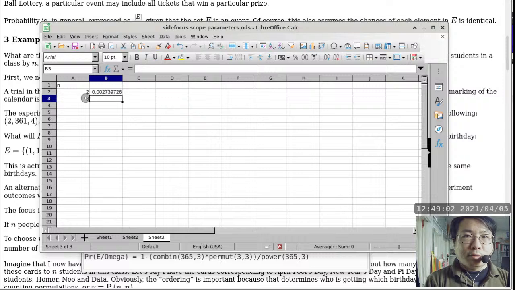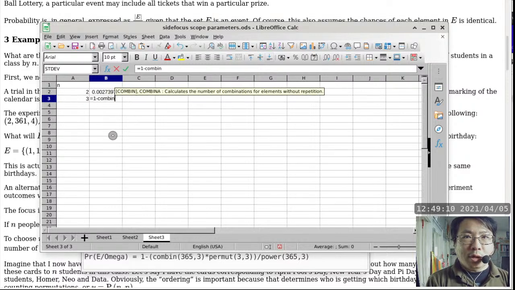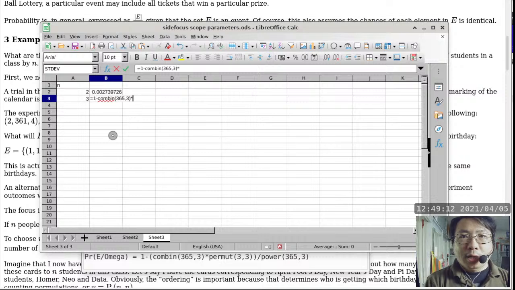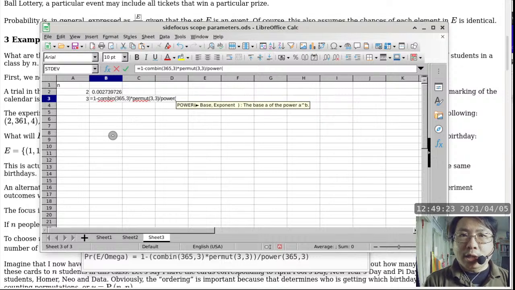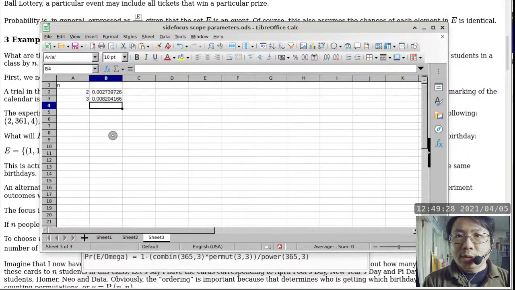But when n equals 3, then it's a little bit complicated because now it is 1 minus what we just talked about, which is combin 365 3 times permut 3 3, and then the whole thing divided by 365 to the power of 3, and then the answer is 0.0082. In other words, it's a little bit more than having 2 people sharing the same birth date in a class of only 2 people.